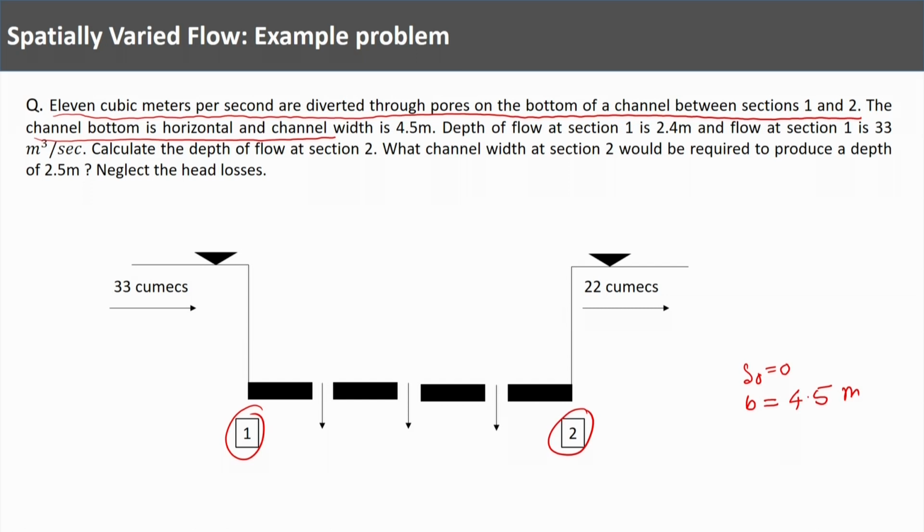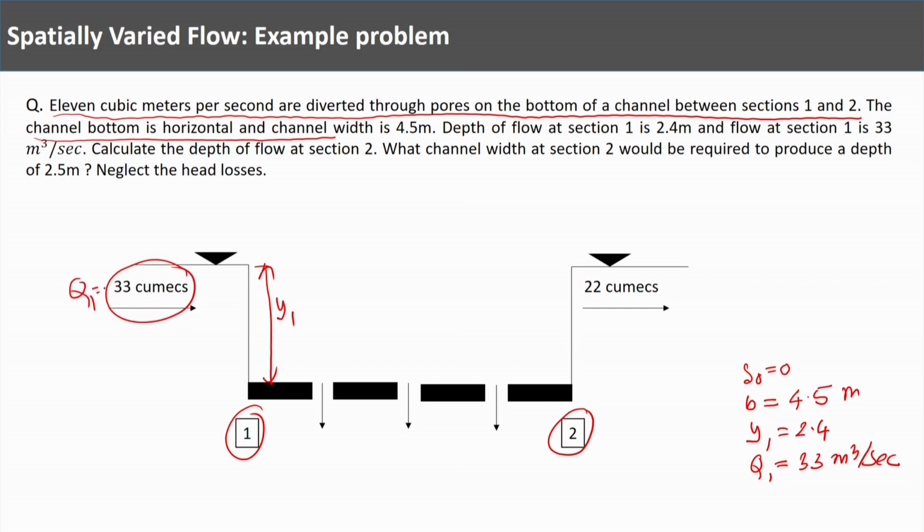Then the depth of flow at section 1, y1, that means here. This is the depth of flow at section 1, y1, and y1 is 2.4 meters. And the flow at section 1, that is q equal to q1, is 33 meter cube per second. So, here this is q1, which is 33 meter cube per second. So, the problem is to calculate the depth of flow at section 2. So, this has to be calculated.